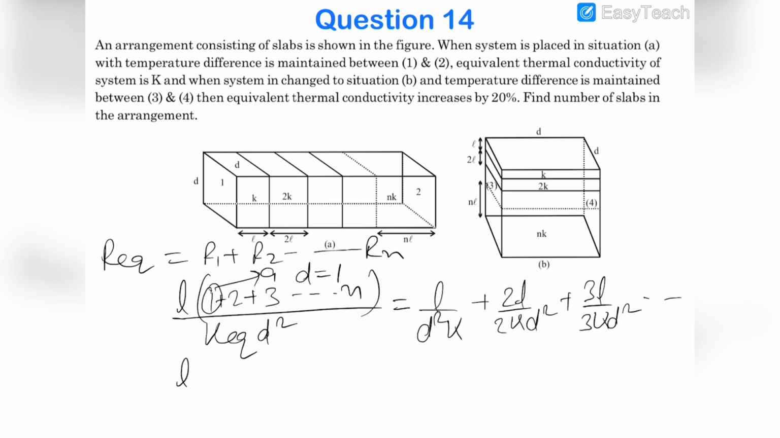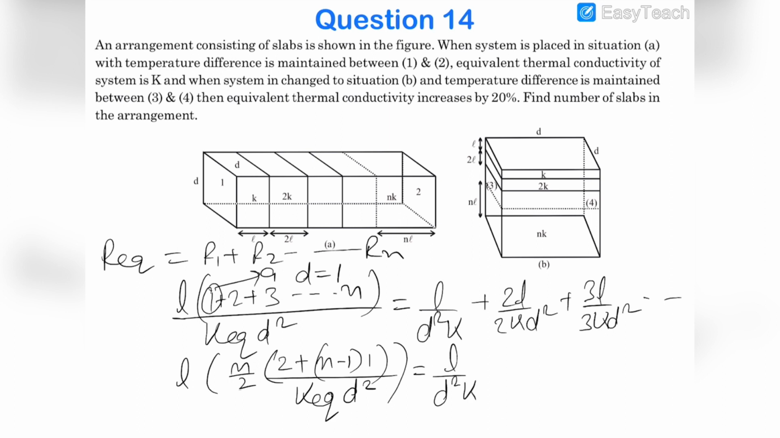So this is AP, whose first term is A and the common difference is 1. So this is L, and the sum of AP is N by 2 into 2A plus 1. You know the sum of AP, so we are writing it down directly. So this is N by 2 into 2A, 2A is 2 plus N minus 1 into D, it is 1, divided by K equivalent into D square, and it is equal to L by D square K, and this is 1 plus 1 plus 1 n times, so it is n. Okay, so you can cancel out K D square, in fact L by D square, and you can also cancel out n.